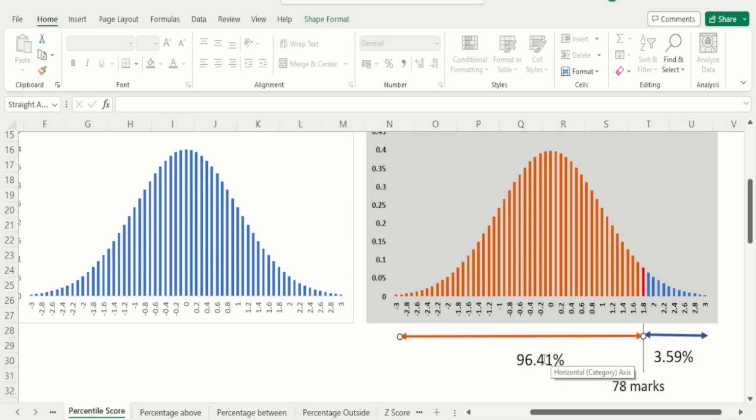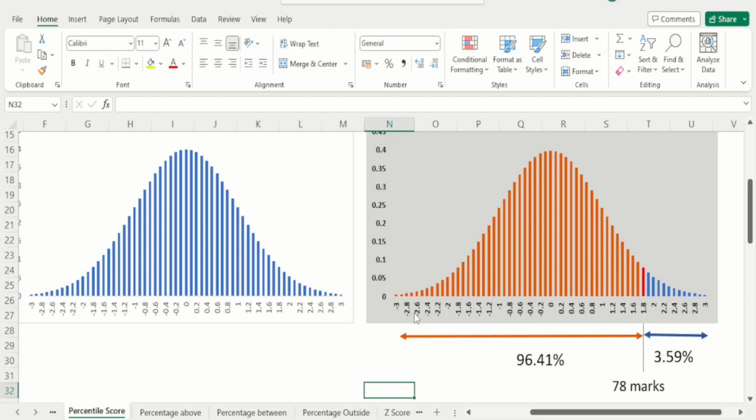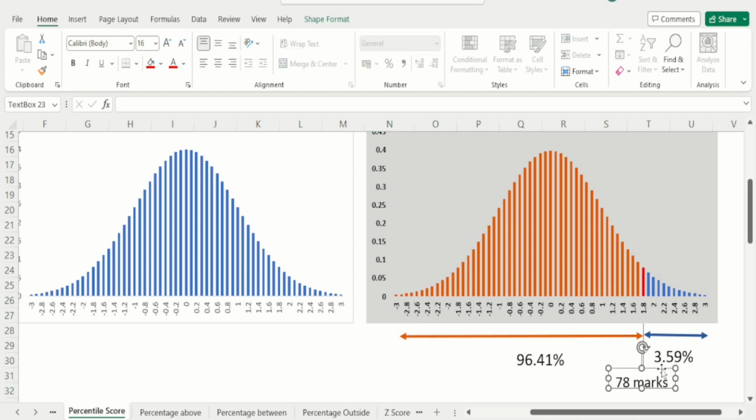In other words, whenever you look at a z-score table, the value that it gives you for a corresponding z-score is nothing but the percentage of data points which lie to the left of the corresponding z-score. So we now know that 96.41% of the data lies left of 1.8, or left of 78 marks. That is the actual interpretation of that.